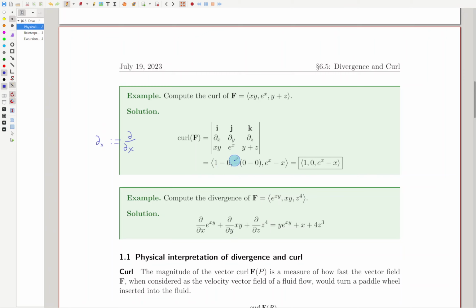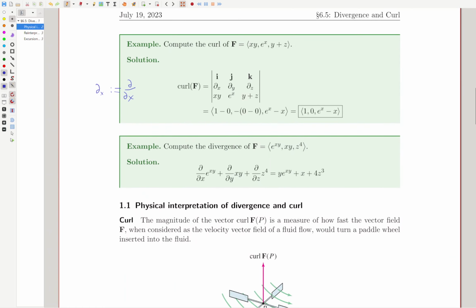For the second component, we have a negative in front. The main diagonal gives you 0, the anti-diagonal gives you 0, so this is going to be 0. And for the third component, corresponding to k, it's going to be partial sub x of the exponential, which is just the exponential, and then partial y of xy, which is just going to be x, with a minus. So there we go, and that ends up being the resulting vector field from taking the curl of the given f.